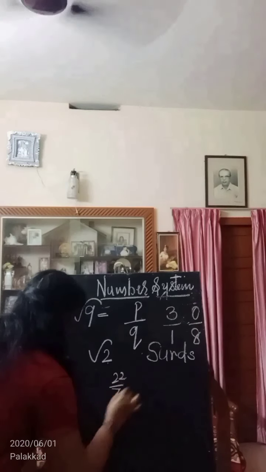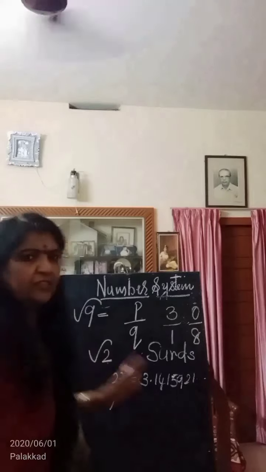Then another number, your favorite, romantic number, pi. What is the value of pi? For our convenience, we write pi as 22 by 7. What is the answer of 22 by 7? 3.141592, etc. And these decimals never stop. It is a non-stopping decimal.